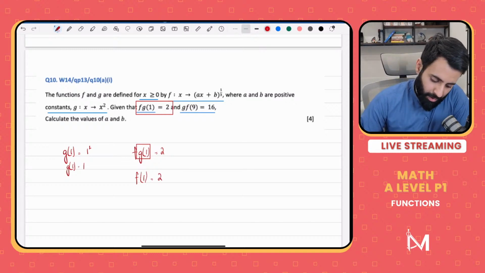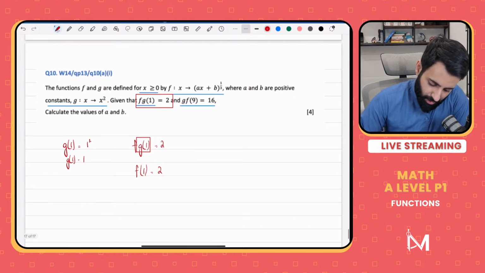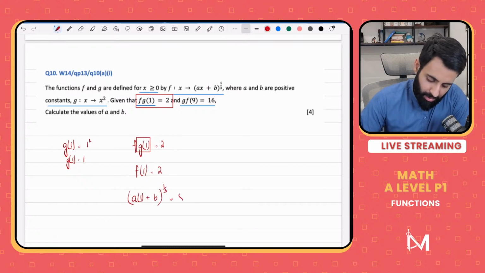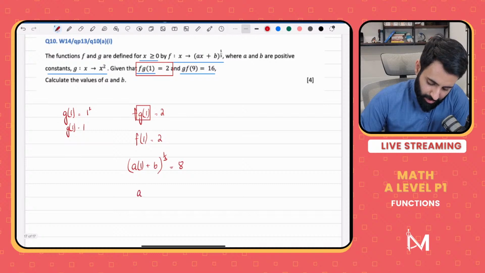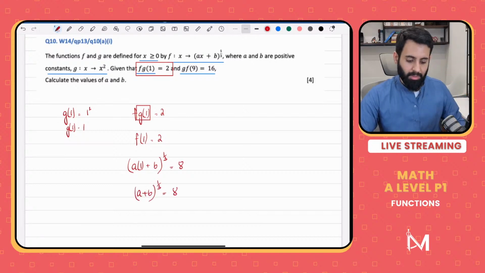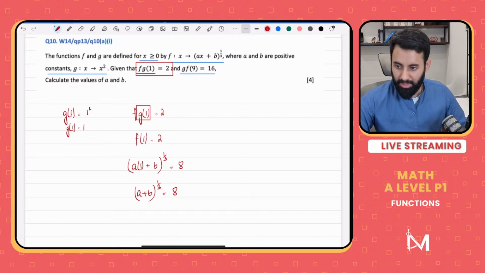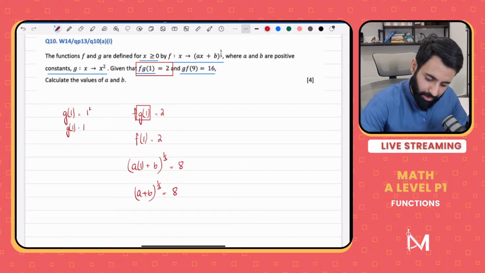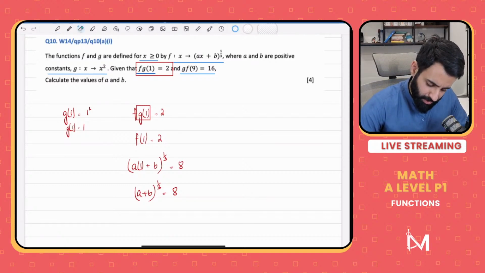Now f of 1 means (a times 1 plus b) raised to the power 1 upon 3, which is equal to 2. Now a times 1 is a, so the equation looks like this: (a plus b) raised to the power 1 upon 3 is equal to 2. Sorry, not 8, it equals 2.